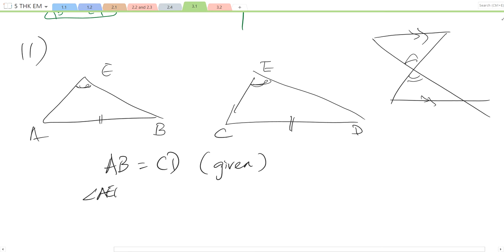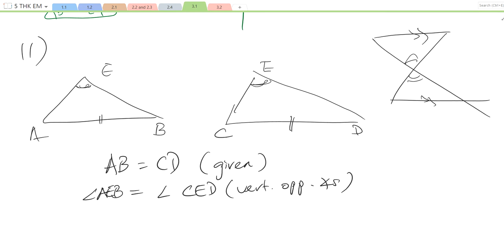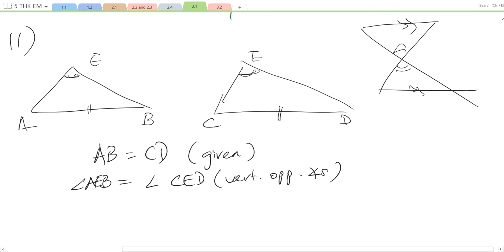Angle AEB equals to angle CED. Reason: vertically opposite angles. What if I choose not to write down the reason? You will be penalized. You want to be penalized? Don't want. Write it down. Next, I've got one side, I've got one angle already. I need a third piece of information in order to be able to prove that they're congruent. Let's try alternate angles. Which angle do you want to prove? They are the same.